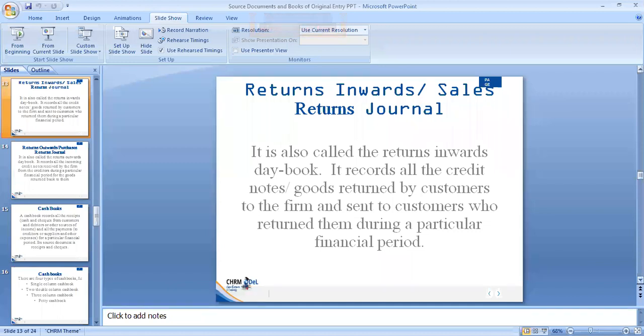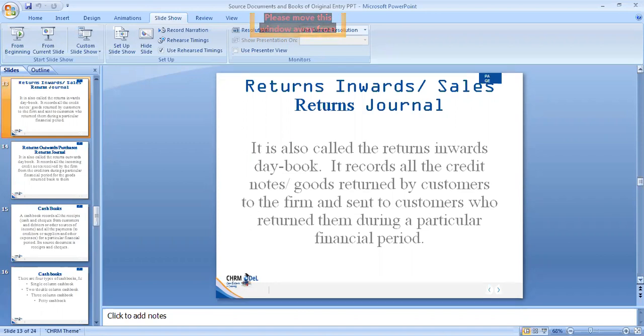And here you'll find that the source document is actually the credit note. Remember we said the credit note is normally issued when goods have been returned. So all the carbon copies of the credit notes that we issued to our customers who returned goods are going to assist us in preparing that particular journal.